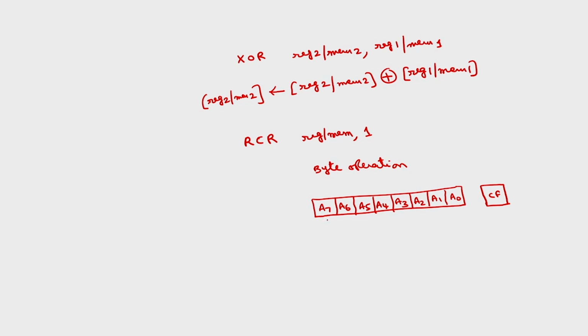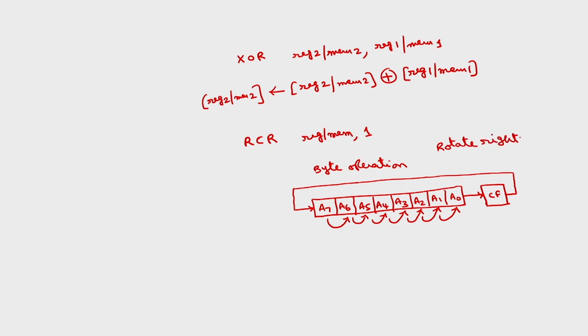In that, the contents of A7 will be shifted to the A6 position, A6 to A5, A5 to A4, A4 to A3, A3 to A2, A2 to A1, A1 to A0, A0 will go to the carry flag and the carry flag contents will go to A7. This operation is called through carry. This is called rotate operation through carry. Rotate right through carry.